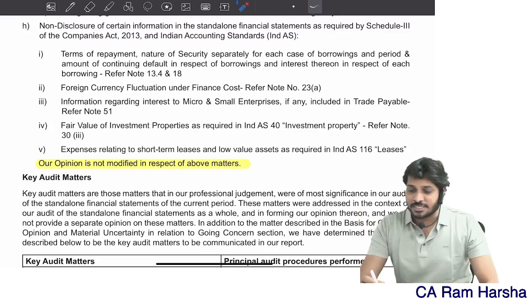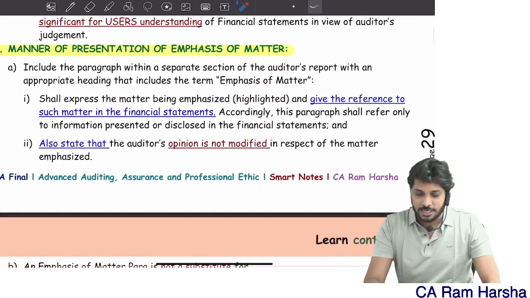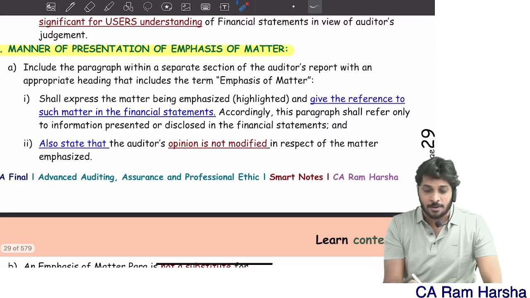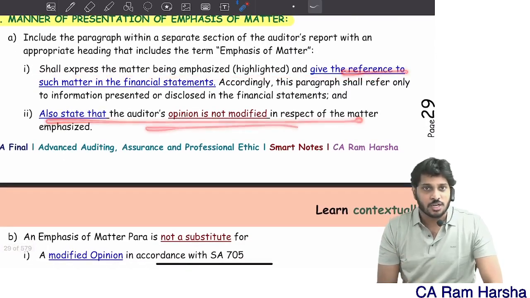What is the manner of presentation of emphasis of matter paragraph? The manner of presentation is that the auditor shall include it within a separate section. Express the matter being emphasized. Give reference. State that your opinion is not modified.